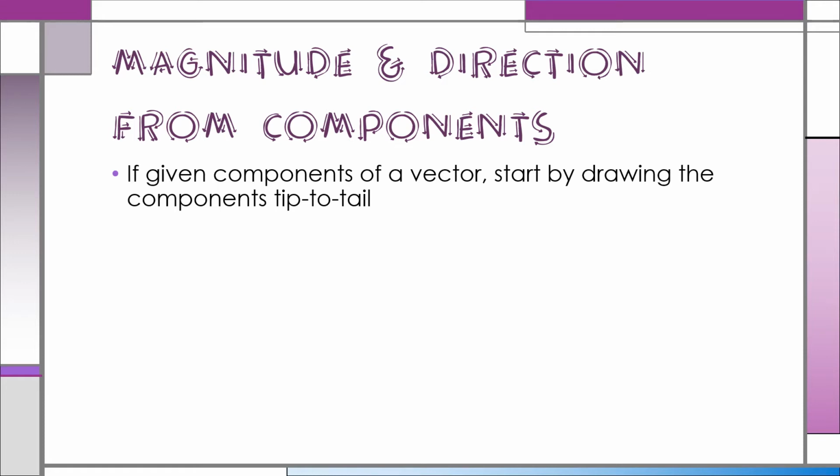We've already learned how to find components from a vector when we're given the magnitude and direction of the vector. In this video, one of the things we're going to talk about is to do the opposite. So how to find the magnitude and direction of a vector if we're given the components.